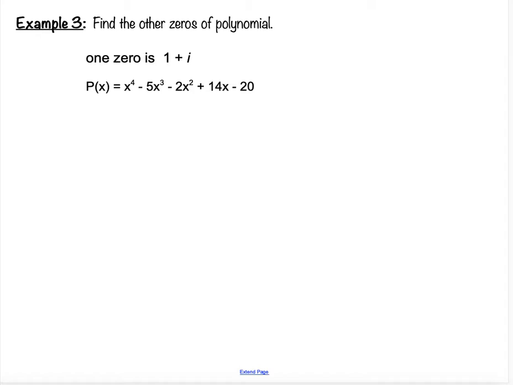So one of our zeros here is 1 plus i. So let's go ahead and find our other zero. To find it, remember it's the conjugate. So if one's 1 plus i, then the other is 1 minus i. So let's go ahead and find the quadratic that makes. So we're going to do x minus each one of those.